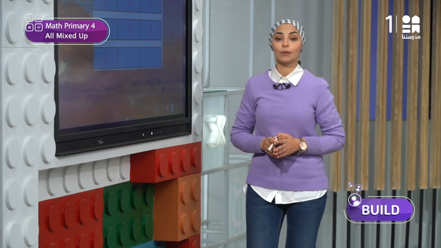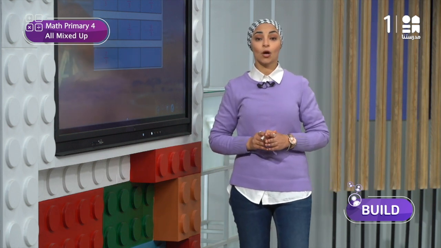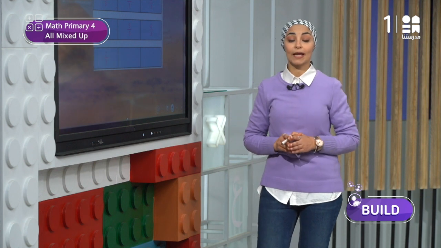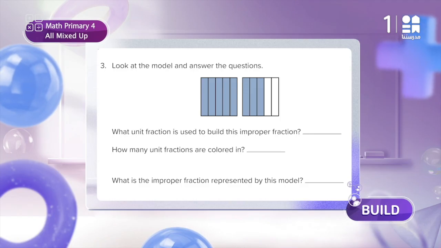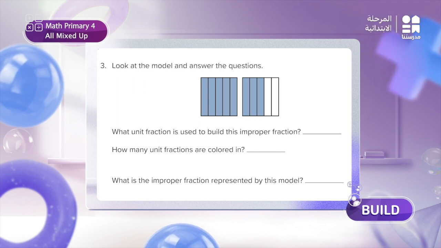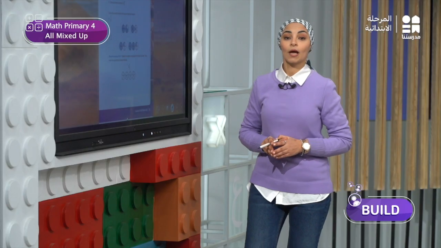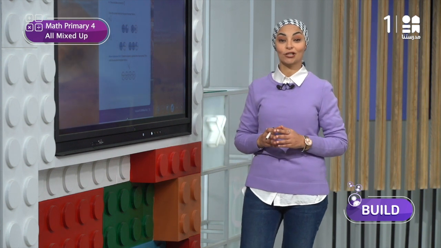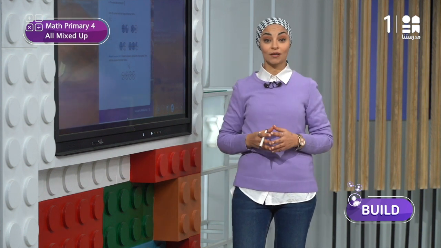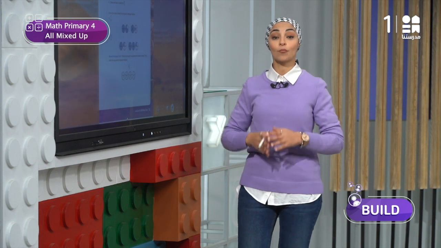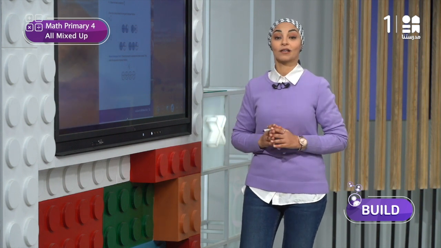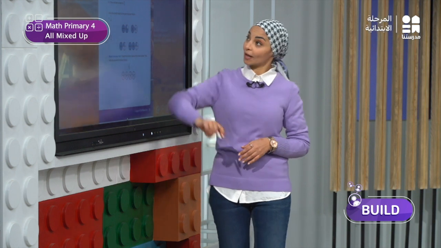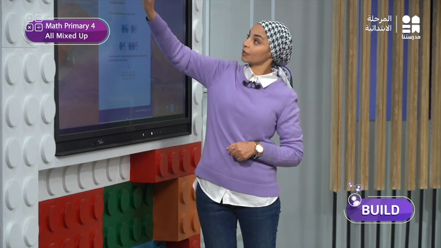Okay? In problem number 3 on page 13, we are asked to look at the model and answer the questions. Here's page 13, as you see here. The first question is about the unit fraction used to build the improper fraction shown in the model. I'm sure you still remember that the unit fraction's numerator is 1 and its denominator is the number of all the parts. The number of the parts in this shape is 5 as you see here: 1, 2, 3, 4, 5.